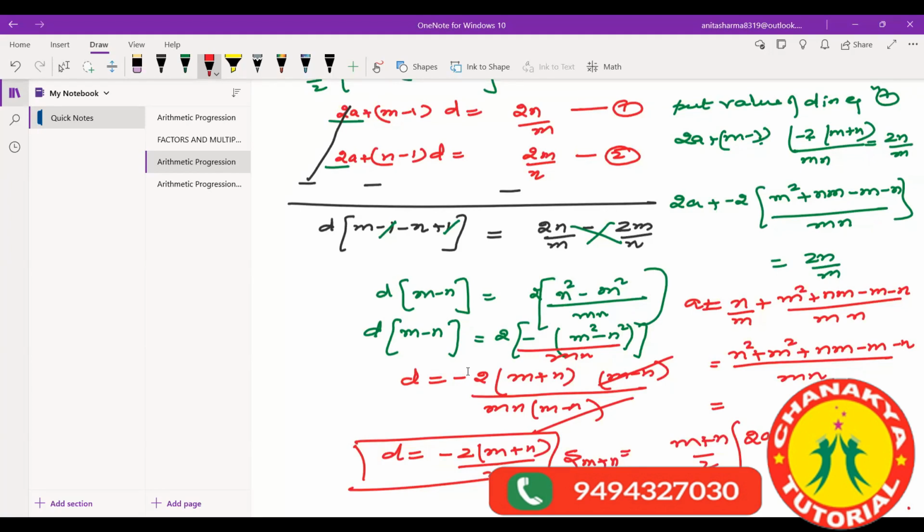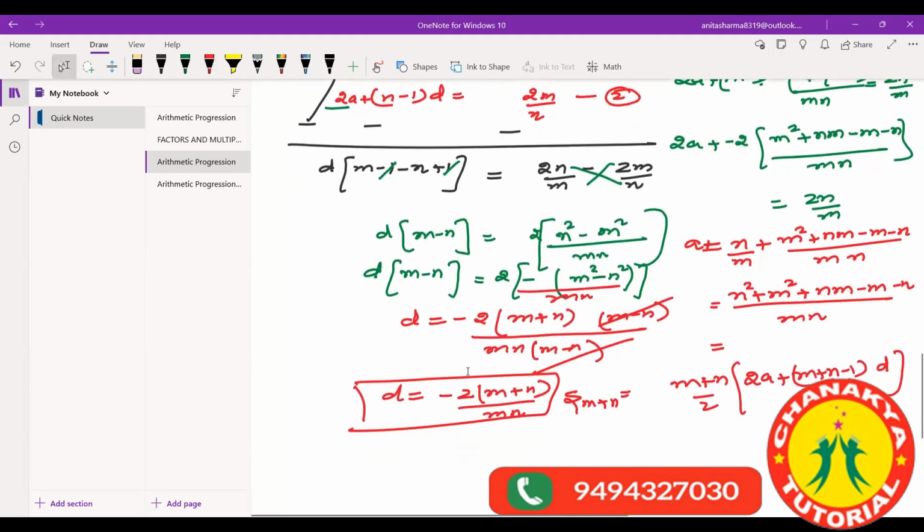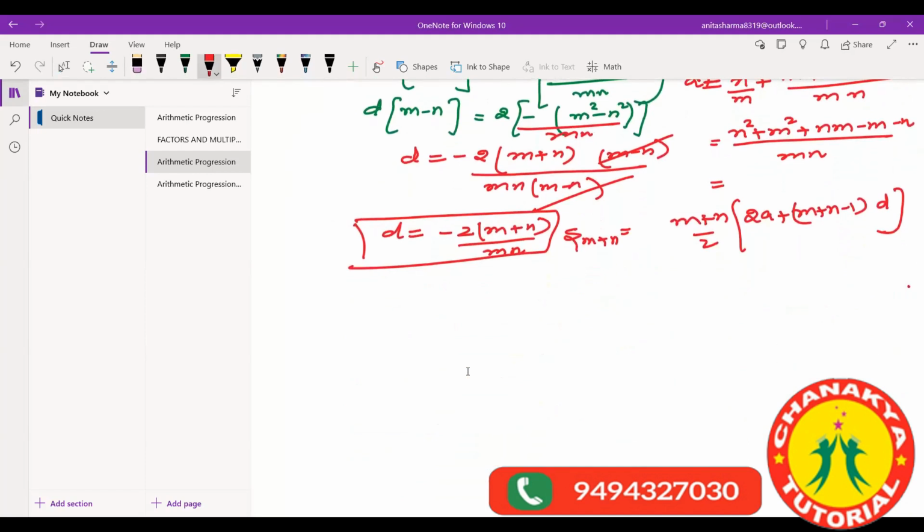Now one more method is there, beta. I'm explaining that one also. Just put the values and multiply. Now the second method is: sum of m terms is m by 2, 2a plus m minus 1 into d is equal to n. This was given.